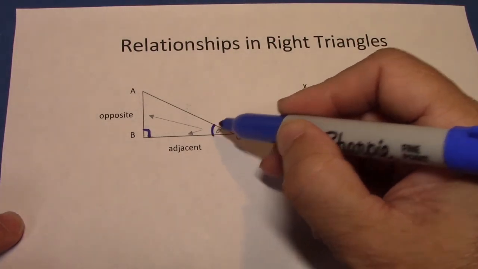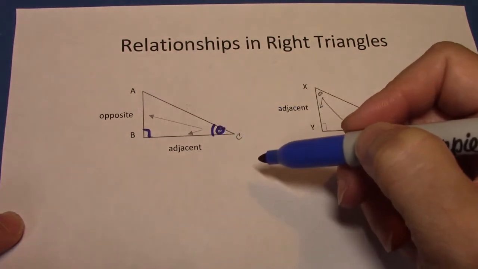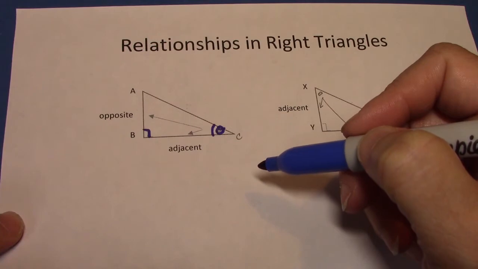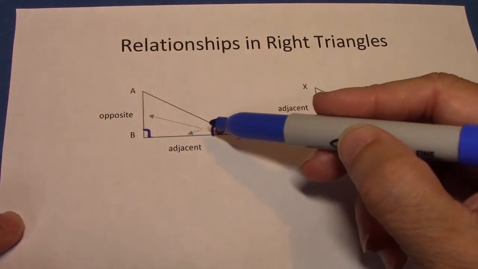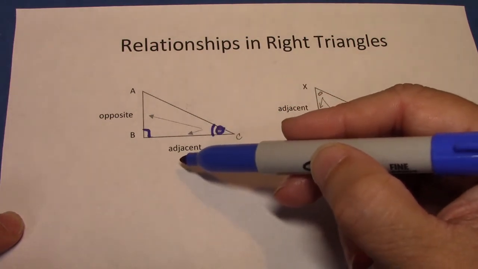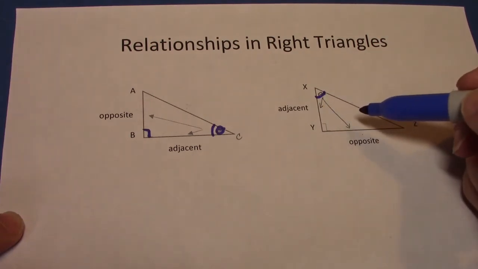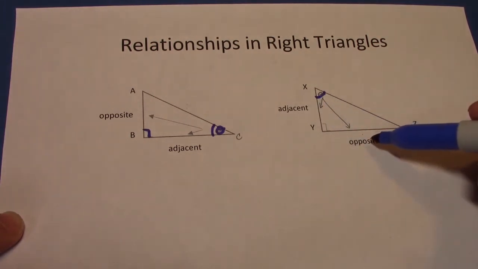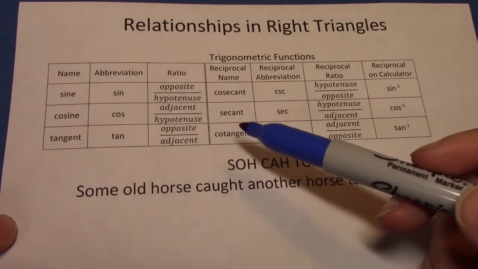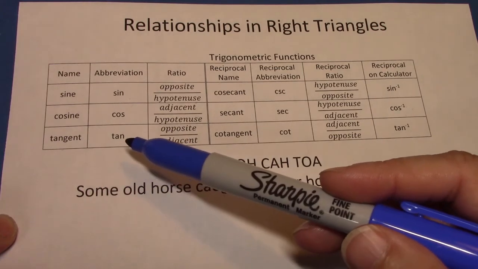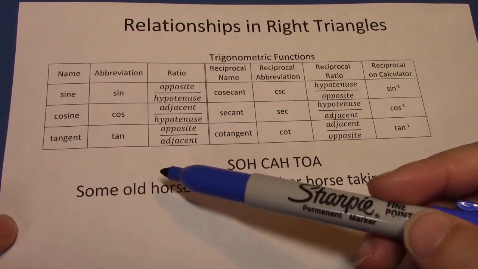If we're looking at this angle down here, which we can label as theta, that's the Greek letter that stands for an angle measurement, from this angle's point of view, this side is opposite and this side is adjacent. In this triangle, if this is the angle that we're concerned with, then this side is opposite and this side is adjacent. The trigonometric functions are all about the ratios between the opposite, hypotenuse, and adjacent sides.